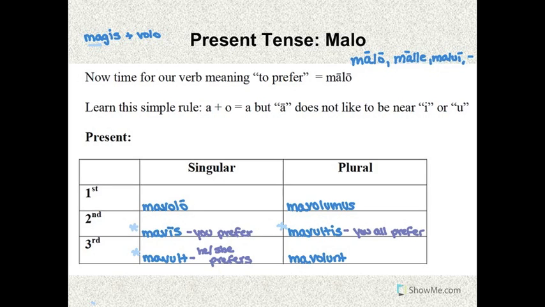These other 3 are going to contract. Ma volo is going to become malo, I prefer. Ma volumus is going to become malumus, we prefer. And finally, ma volunt is going to become malunt, they prefer. Awesome.